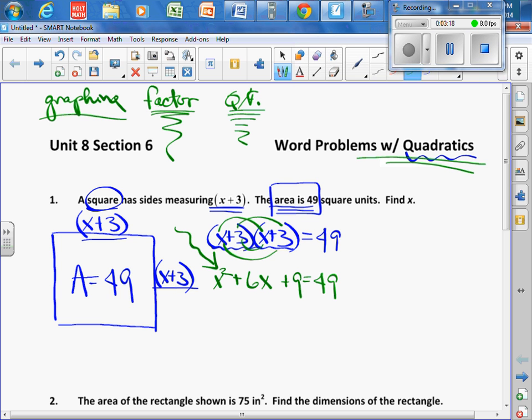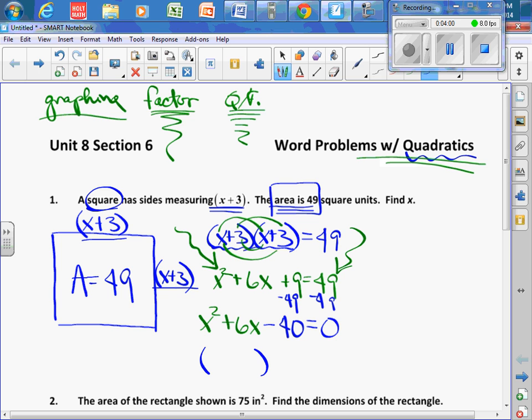Either way, if I'm going to be factoring or using the quadratic formula, what do you need on the right side of the equal sign? We're going to need 0. So what I'm going to have to do is subtract 49 from both sides. So now I have x squared plus 6x minus 40 is equal to 0. I guess it looks like this is probably going to be factorable. I could use the quadratic formula. Let's see if we can factor this.